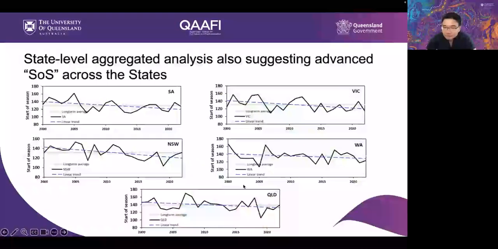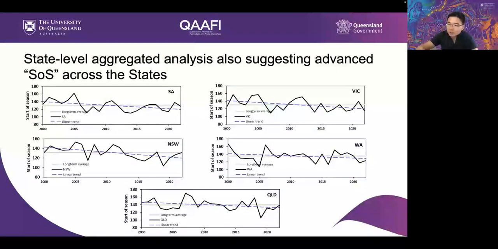And this slide here corroborates the trend we just saw of an early start of season at aggregate state level. This aggregate data across the states demonstrates a general earlier onset of growing season over the years, despite some year-to-year variabilities.